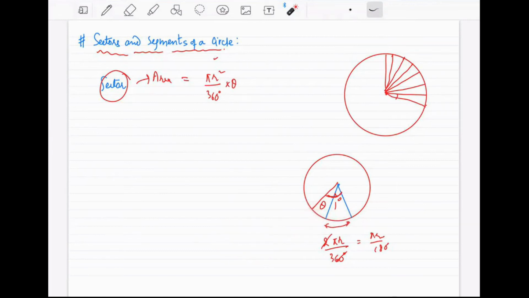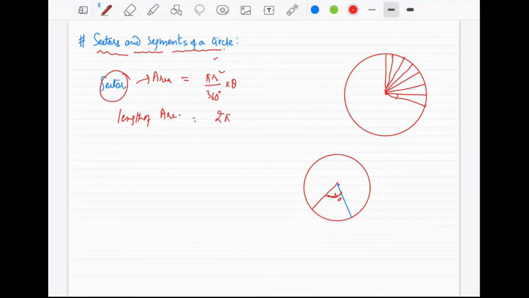Right. So for a sector, the area is how much? Pi r square by 360 multiplied by theta. And the length of the arc. You have to understand which part is the arc part. This part right here is the arc part. How long is this part? The length of the arc is twice pi r divided by 360, multiplied with theta. This is the whole circumference. 2 and 360 you cancel out, you get 180. So we will have pi r by 180 into theta.